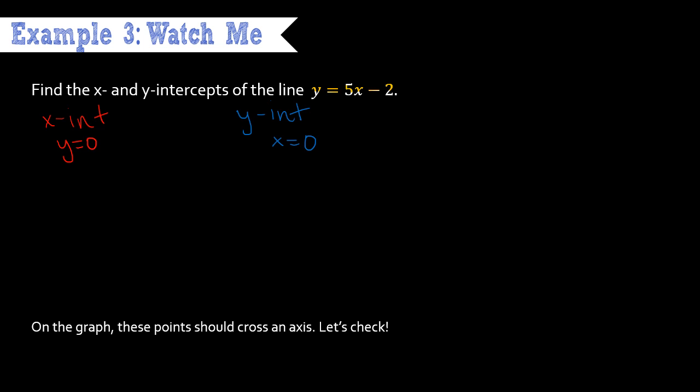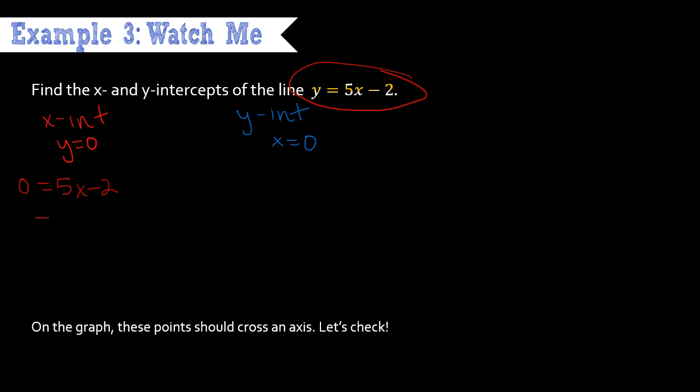So to start, if I'm over here trying to find my x-intercept, I'm going to plug in 0 for y into my original equation. So I just substituted in that 0 for y. So 0 equals, oh, I already did that.